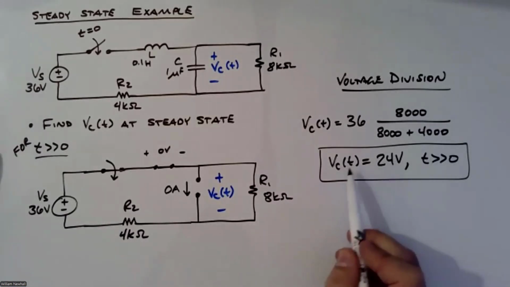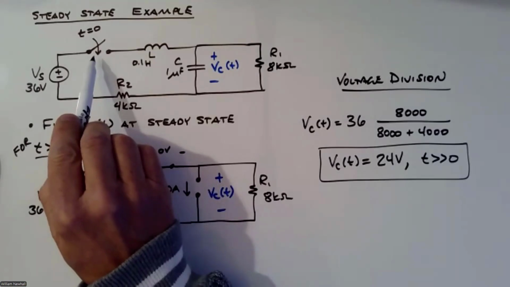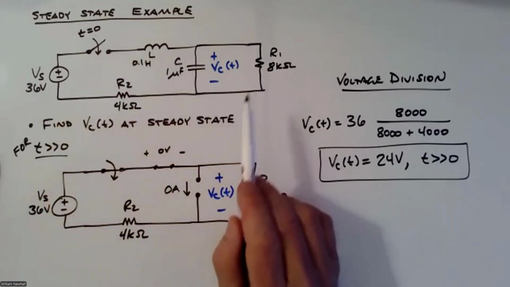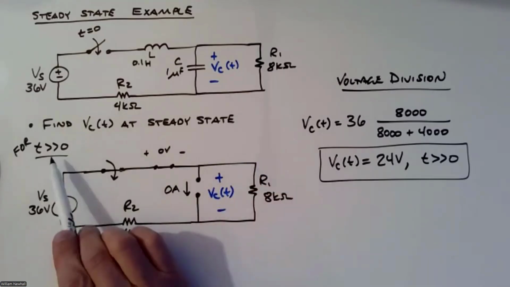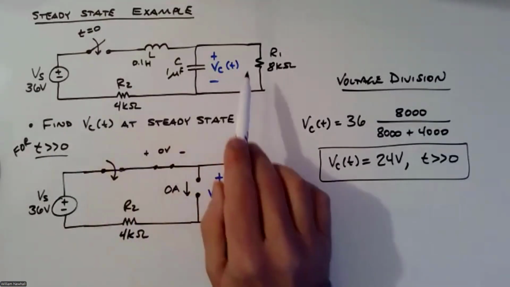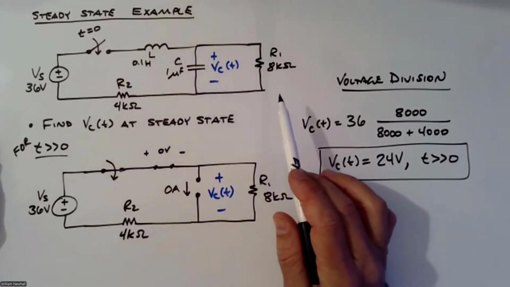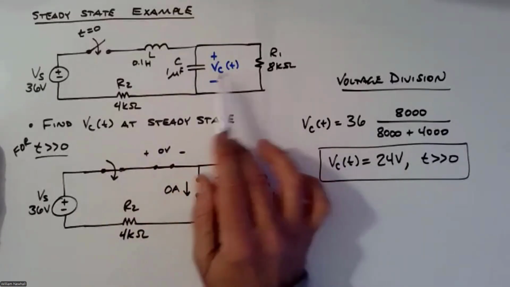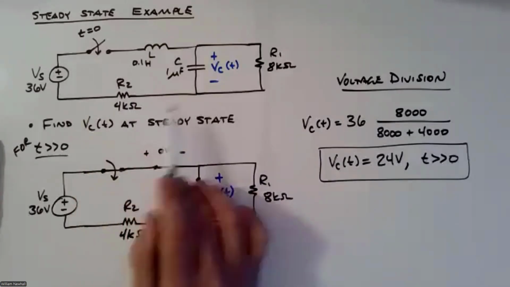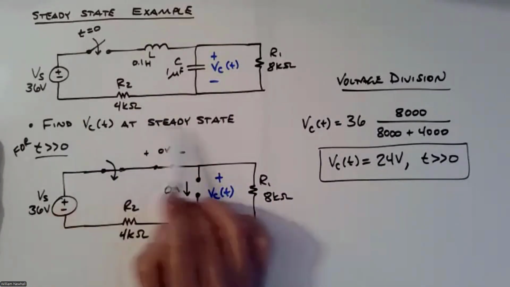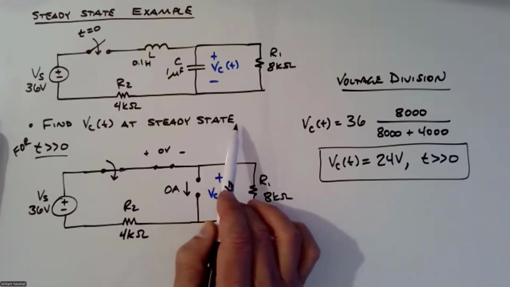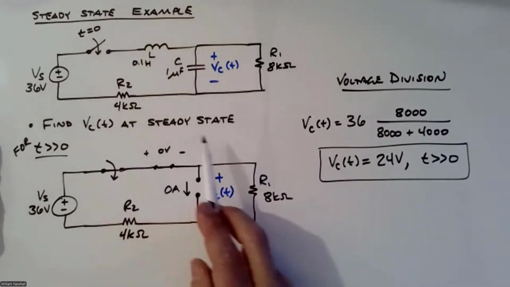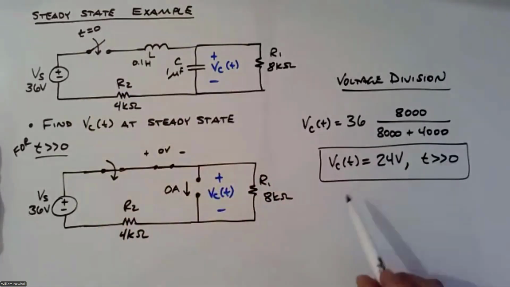So we have not determined what Vc of t is between t equals 0 and sometime much later. We don't know what that response looks like, but we do know this: eventually, and this is not a first order circuit, so we're not using the RC time constant, this circuit converges to a steady state value. And if you leave this switch closed long enough, then Vc of t will be 24 volts. Okay.